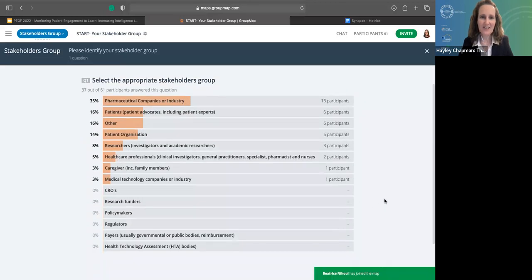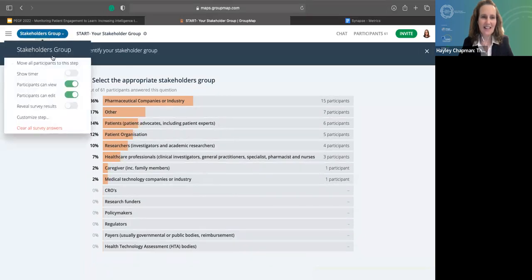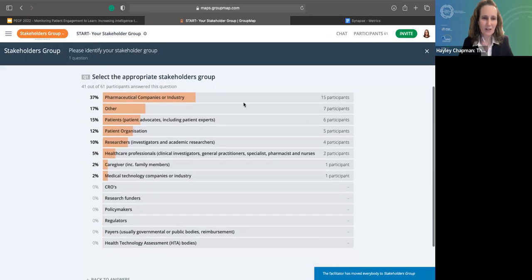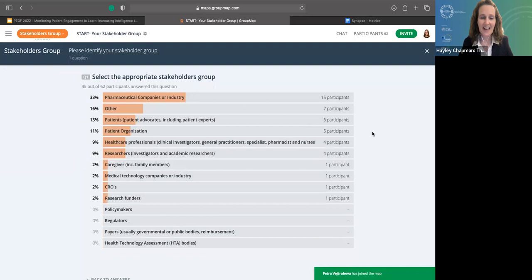Great, thank you. So we can see that we have strong representation from industry, obviously from the patient community as well, whether that be representation from a patient organization or patients themselves, which is terrific. Really glad to have everybody here. Healthcare professionals as well. So we'll leave it like that for now.